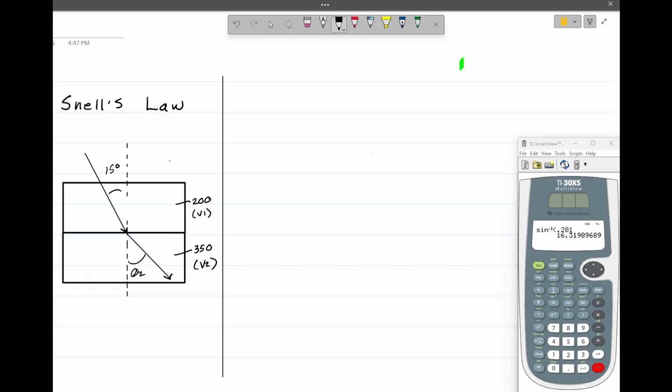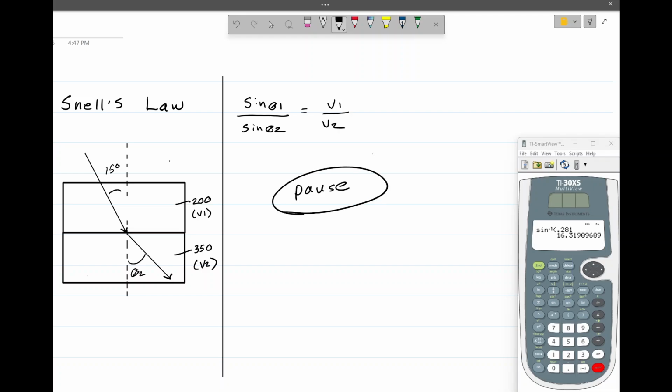So again, the first thing I do is I write out the equation. Sine of theta 1 divided by the sine of theta 2 equals velocity 1 divided by velocity 2. Now, I want you to go ahead and pause the video, work this out, see what you get, and then push play.